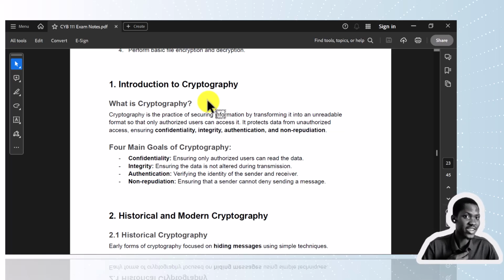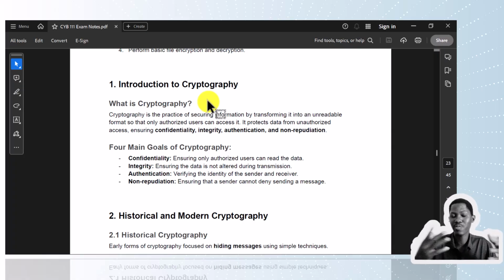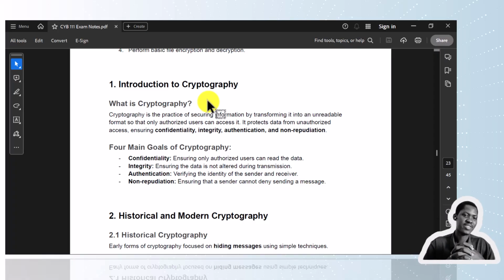So that's a very, very key security concept, because imagine if somebody can send a message and deny that they are the one that sent the message. You know how that can be.